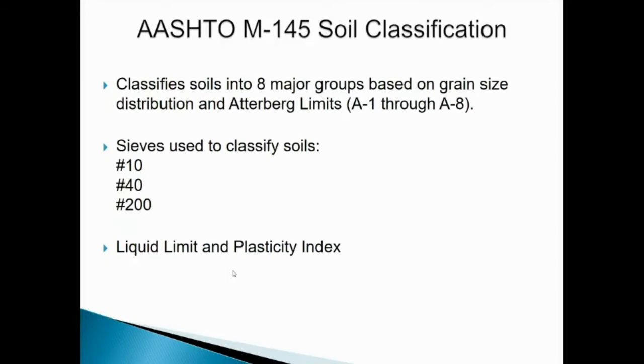So once we have a gradation analysis conducted and Atterberg limits testing conducted on a soil sample, we can then classify the soil using the AASHTO M145 soil classification system. This system classifies soils into 8 major groups based on grain size distribution and Atterberg limits, A1 through A8. The sieves that we are going to use are the 10, the 40, and the 200, but we are primarily concerned with the 200 sieve. And then we need our liquid limit and plasticity index of the soils.